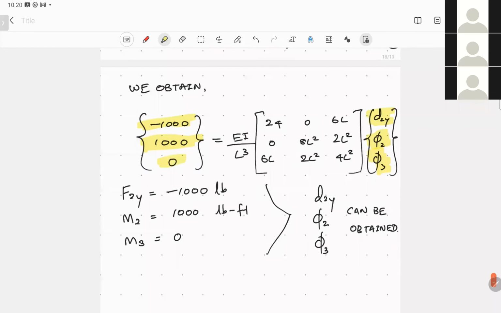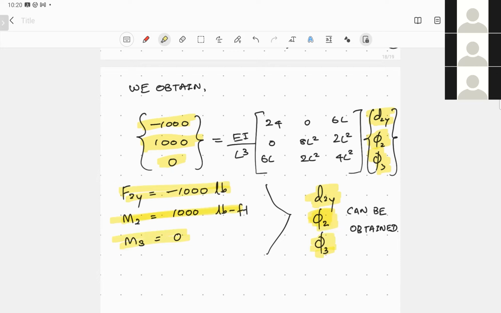And of course here at node number 3, since it is pin supported, we know the bending moment is 0 because it's free to rotate. Based on this, when you solve this equation, which is up to you to solve, you can find the corresponding nodal degrees of freedom at node number 2, that is the transverse displacement, the rotation at node number 2, and the rotation at node number 3. So by applying these boundary conditions, this is something up to you to solve.